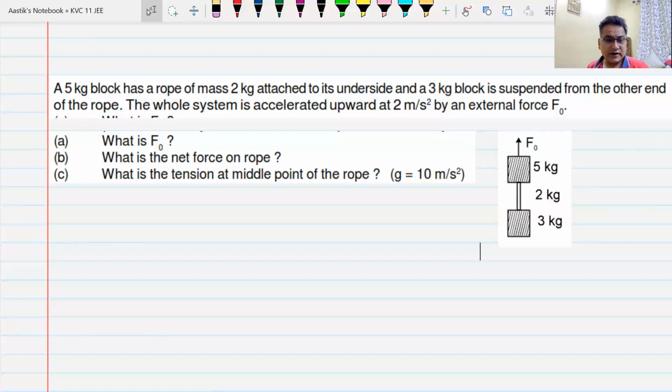A 5 kg block has a rope of mass 2 kg attached to its underside and a 3 kg block suspended from the other end of the rope. The whole system is accelerated upwards by 2 meter per second square by an external force F naught. You can see the diagram. What is F naught? What is the net force on the rope? Net force on the rope. Remember the question. What is the tension at the middle point of the rope?